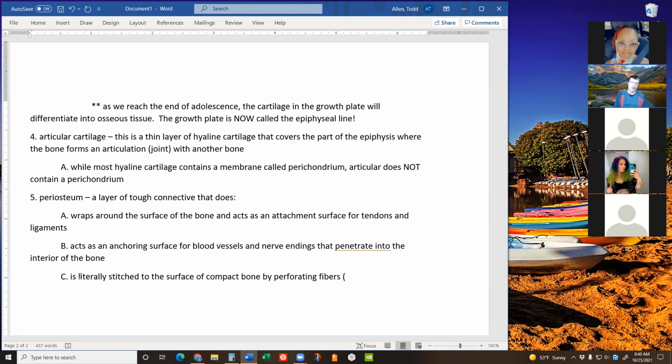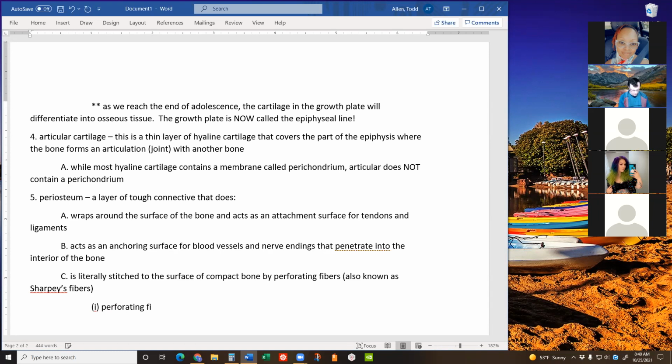Okay, perforating fibers are also known as Sharpey's fibers. Okay, and let me just give you one piece of information about Sharpey's fibers. Sharpey's fibers are basically chains of polymerized collagen protein. So that drawing you see there, you see these very thin, wispy, perforating fibers. They're simply tubes of collagen protein. That's what they are.